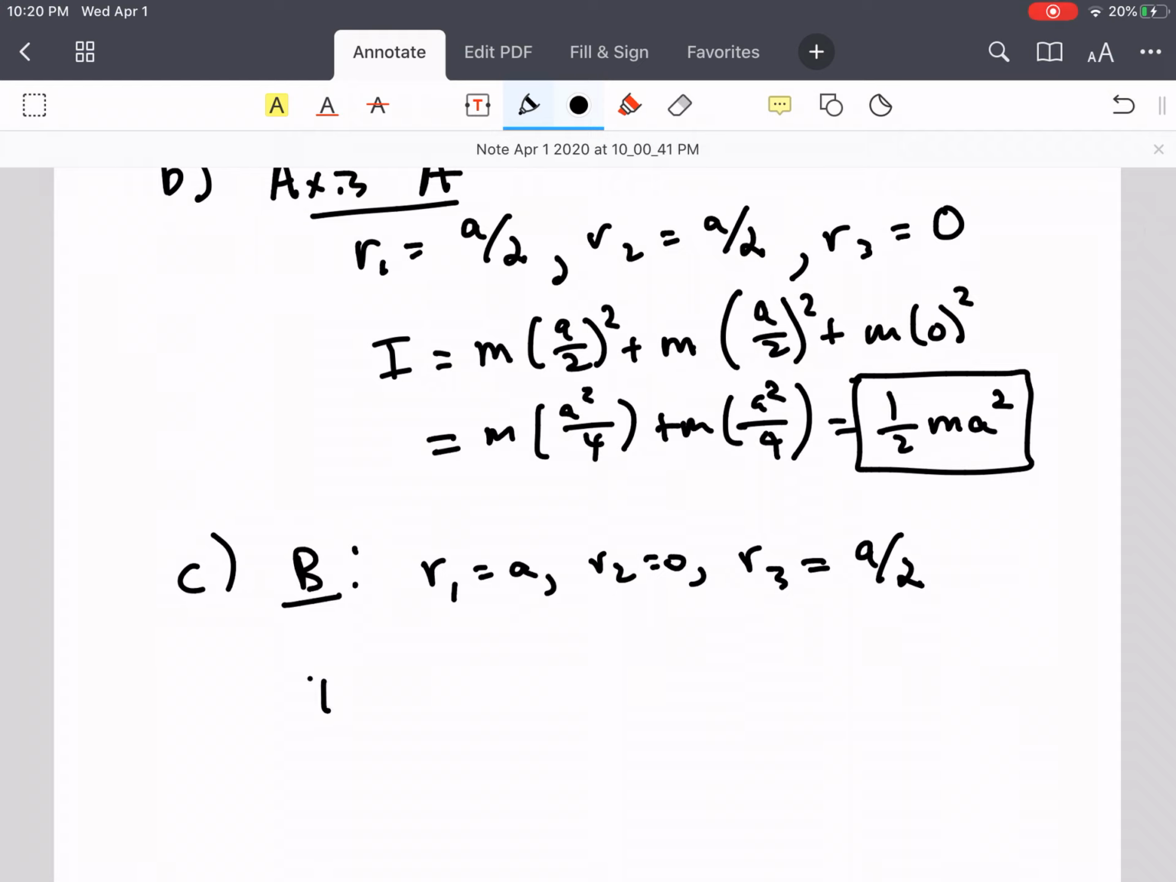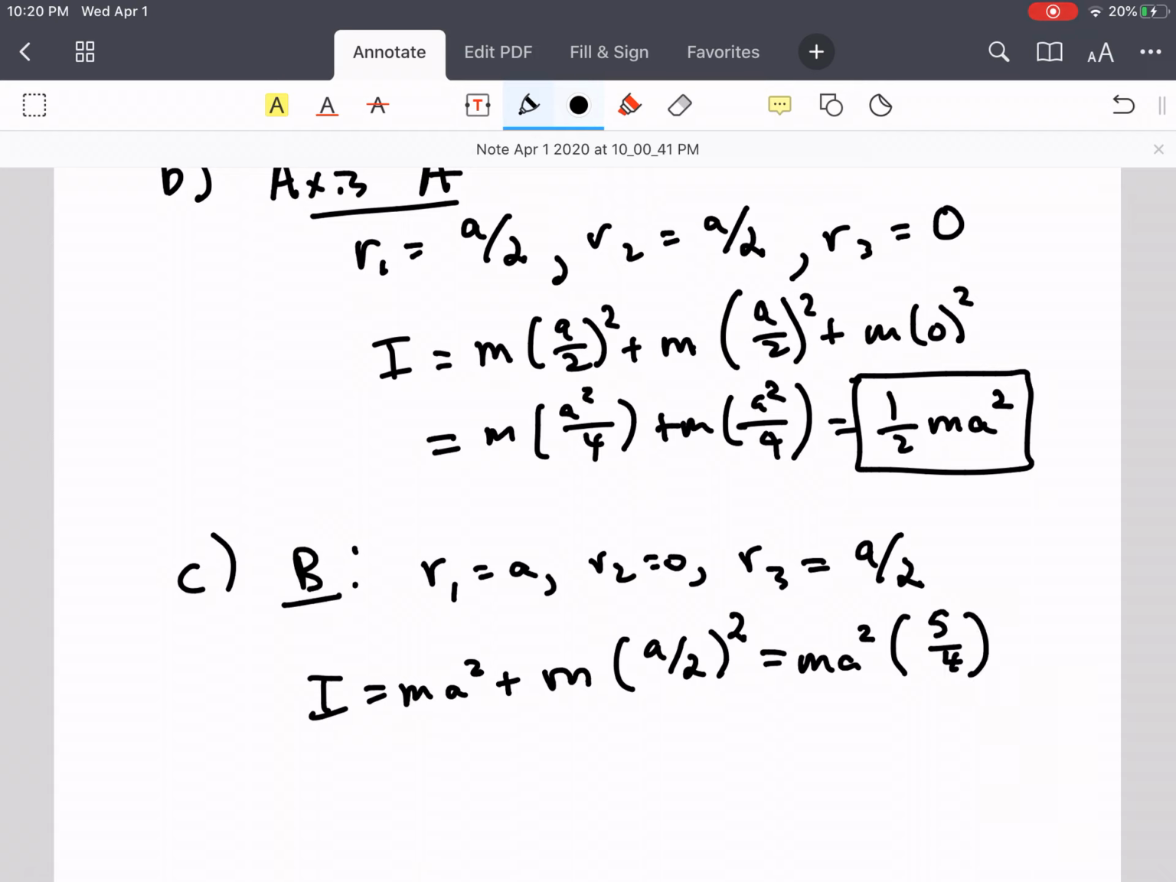I add these up. My moment of inertia is m times a squared plus m times 0 squared plus m times a over 2 squared. And that's just ma squared times 1 plus 1/4, which is 5/4. And notice, as predicted, this is larger than the moment of inertia about axis A.